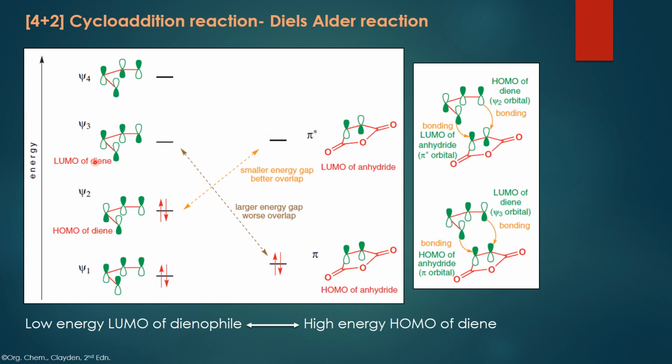Only the thermal condition is preferred, with the interaction of a low energy LUMO of the dienophile. Which means when the dienophile is substituted with an electron withdrawing group, the energy of the LUMO gets decreased, and there is a high energy HOMO of the diene. The energy of the HOMO of the diene can be increased by an electron releasing group, thereby the energy of psi2 increases. That means a high energy HOMO and a low energy LUMO. These two interact to give the Diels Alder reaction under thermal condition.